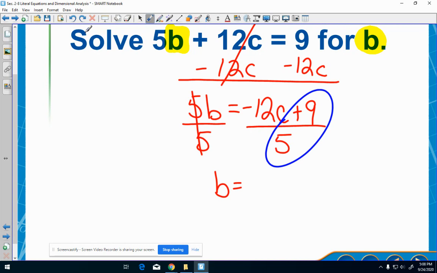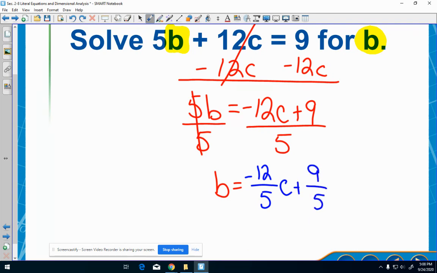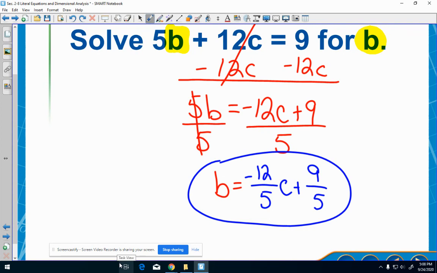Now, hopefully you're thinking to yourself, listen, neither one of those are divisible fractions, and you're right, and so we can leave them as we see them. Negative 12 fifths times c plus 9 fifths. And so b is equal to that. All right, so all we're really doing at this point is just practicing our solving equation skills, and it becomes a little more difficult because we don't have like terms to combine together. And so we have to keep everything separate, and we really got to pay attention.